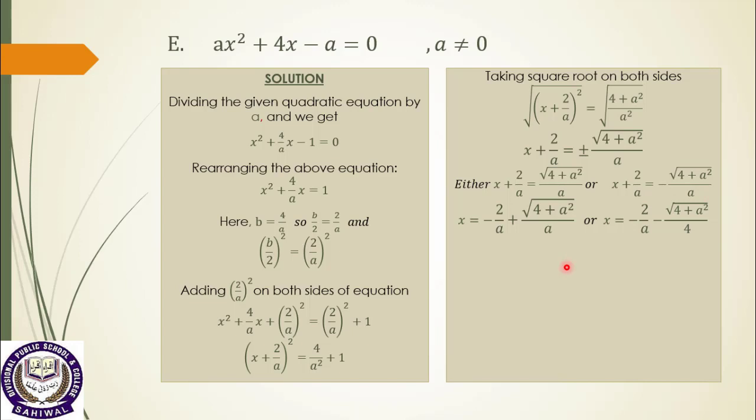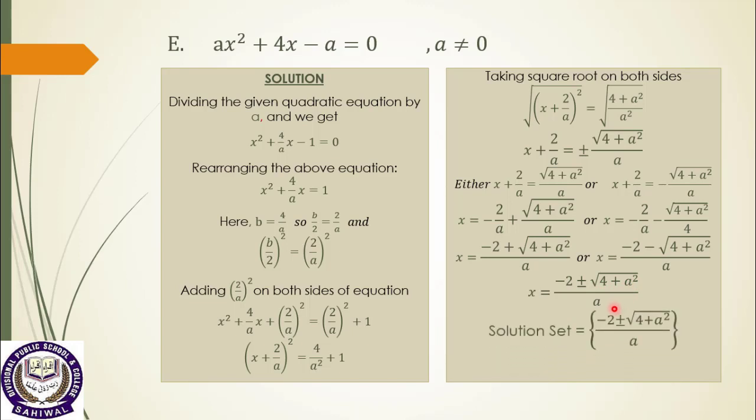Solving these two equations for the value of x, we get x equal to minus 2 plus square root of 4 plus a square over a, or x is equal to minus 2 minus square root of 4 plus a square over a. Or we can write it as x is equal to minus 2 plus minus square root of 4 plus a square over a. We can write the solution set as the value of x enclosed in the braces.